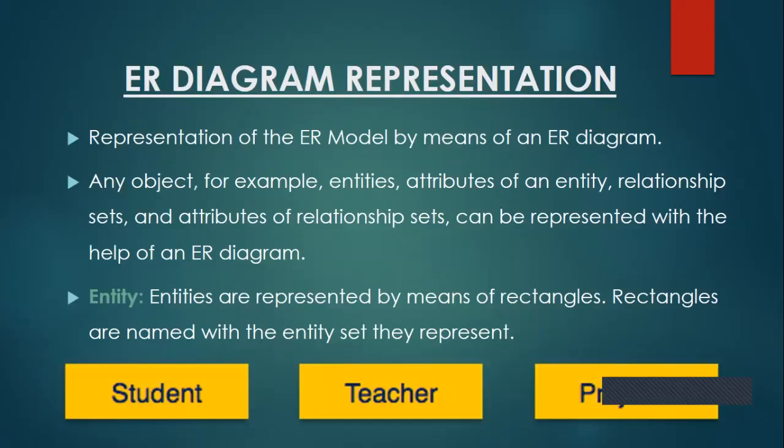Now, how are all these components represented in an ER diagram? That is how we use them in an ER diagram, and we'll see it in detail. First is ER diagram representation. We have spoken about entity, and that entity is represented in rectangular form. That's what student, teacher, and projects are. Since they are real-time objects, we represent them in rectangular form.